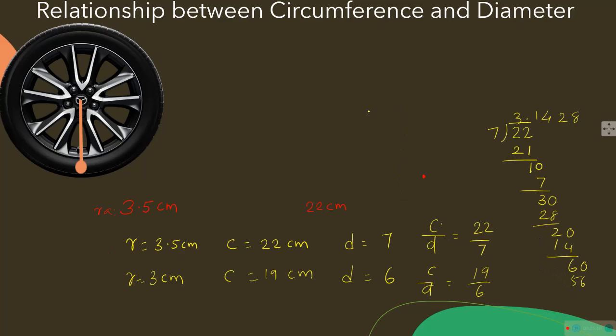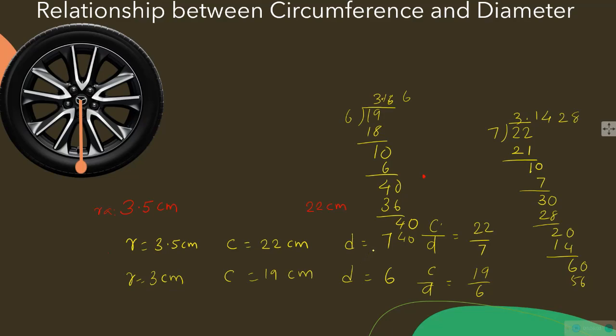Let me divide 19 by 6: 3 6s are 18, 1 balance, 1 6 is equal to 6, 40, in 40 it will be going 6 times, 36, and here it is 4. It goes on like that. Approximately it comes around 3.14, 3.16.